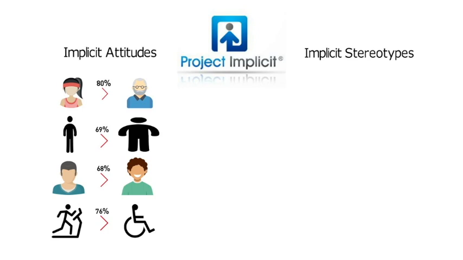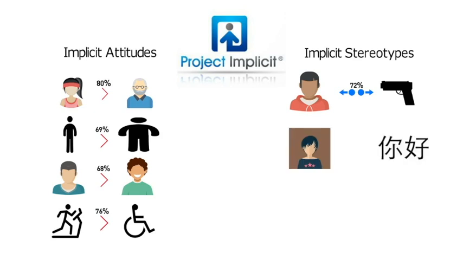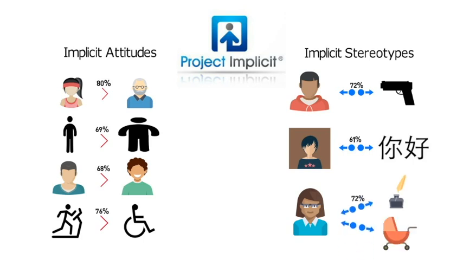Our implicit stereotypes, which are specific trait associations, are also predictable. 72% of participants associate blacks with weapons as opposed to harmless objects. 61% associate Asians with the foreign as opposed to American. 72% associate women with humanities as opposed to math. 76% associate women with family as opposed to career.